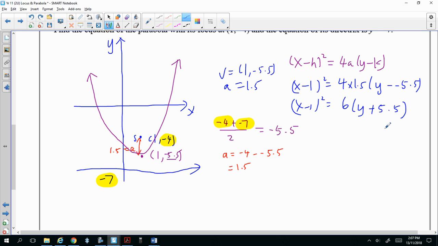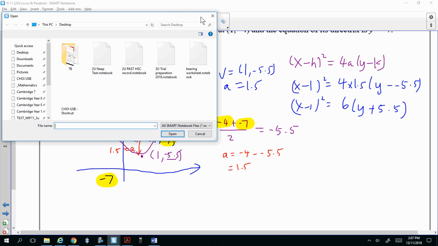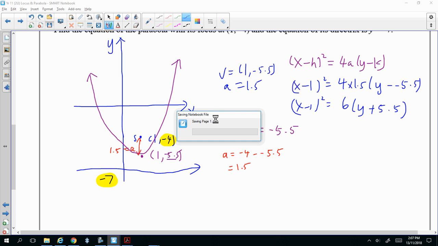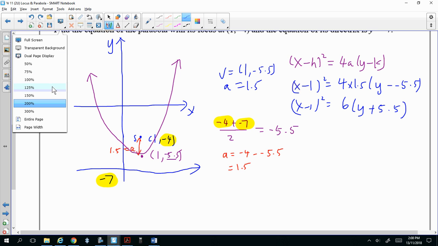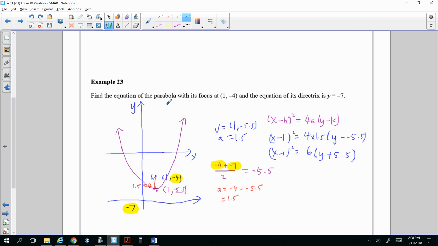All right. Any questions? So you get the whole idea. Oh, pressed the wrong button. Close that. Okay, good. All right, when you're ready, we're now going to investigate the horizontal parabola. And we're going to answer the same questions with the horizontal parabola, okay? All right, hopefully you're all ready. Next page.